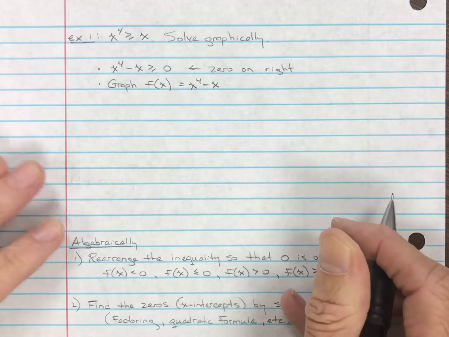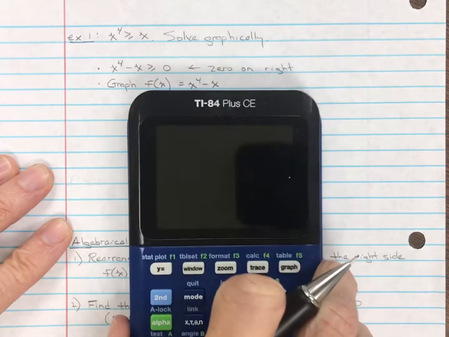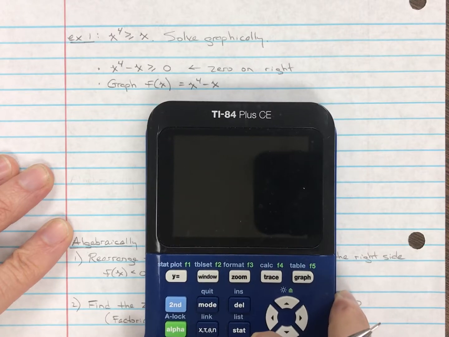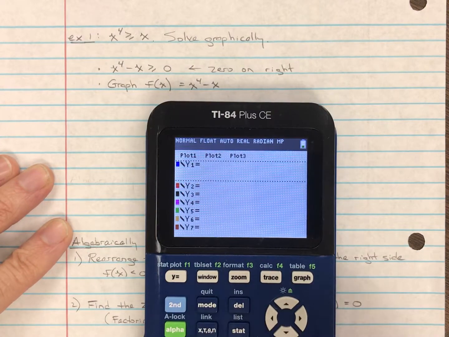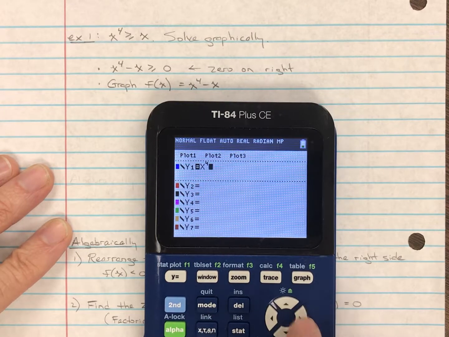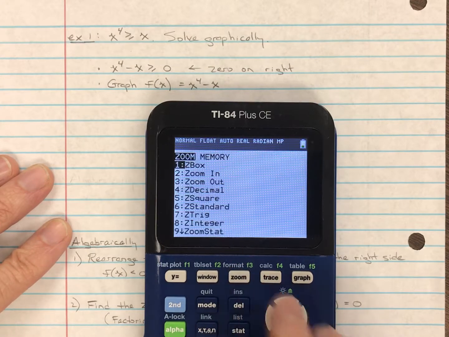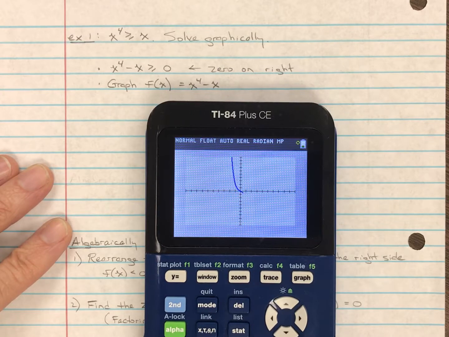Let's graph it. Okay, so I'm going to come into my graphing calculator. I think you can see that okay. Let's get rid of what's in here. Okay, x to the 4th minus x. And I'll go to my standard window to start myself off. And here comes the graph.